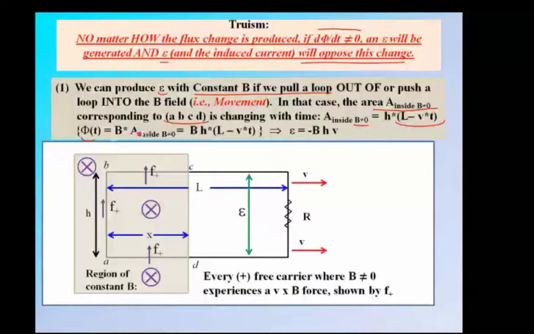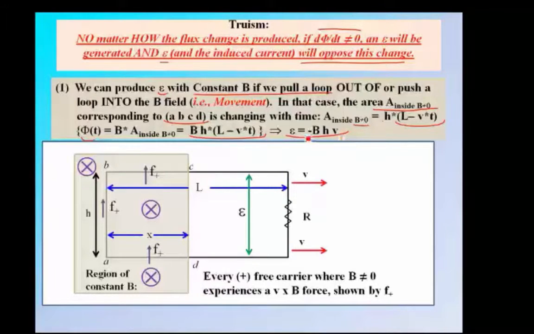Well, going back to our discussion of phi is changing with time because A is changing with time. So B times A is the flux, and so if we put in our A inside equals h times (L minus Vt), then we can see that when we form the derivative of phi, we end up with epsilon equal to minus BHV. So one more time, we take the derivative of phi, which is this quantity here. This is a constant, and then we have minus V times t, so BH times V. And of course, when we take the derivative, we just drop the t, and that's how we get the epsilon. We're going to do this again later, so please try to remember that.